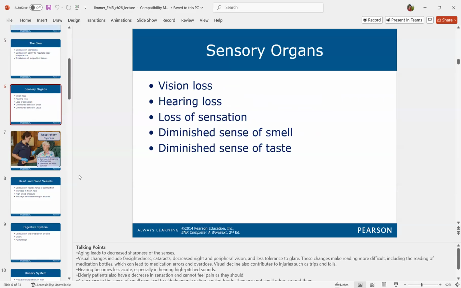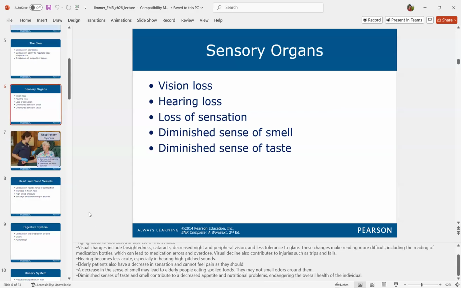Hearing becomes less acute, especially in hearing high-pitched sounds. Elderly patients also have a decrease in sensation and cannot feel pain as they should. So they might have like a 4 out of 10 pain when it's probably an 8 or a 9 if they have a broken hip, compared to a normal or younger person.